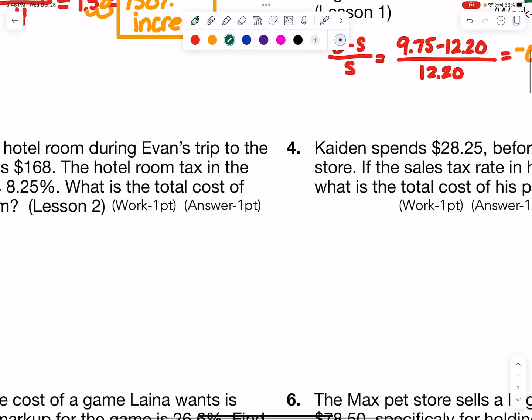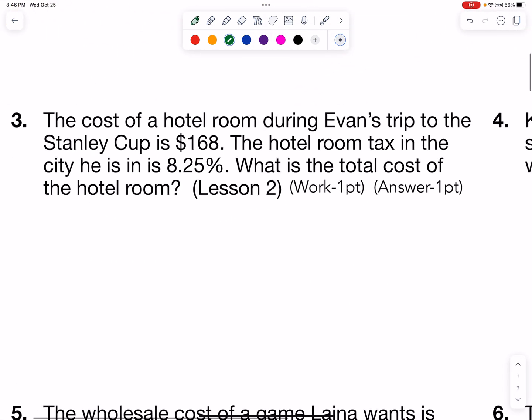All right, number 3. We're moving on to lesson 2 now. The cost of a hotel room during Evan's trip to the Stanley Cup is $168. The hotel room tax in the city he's in is 8.25%. What's the total cost? I know we're dealing with tax and things like that, so we do our proportion equation for these.